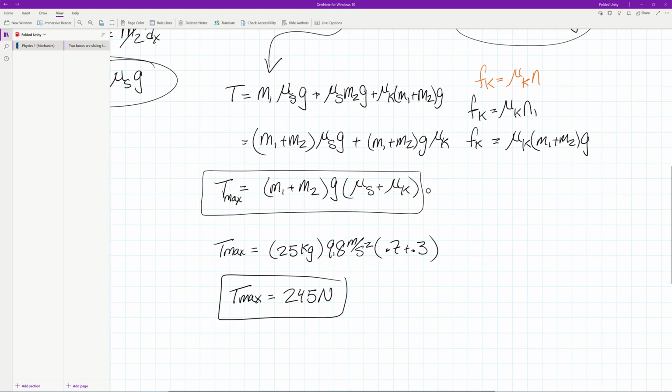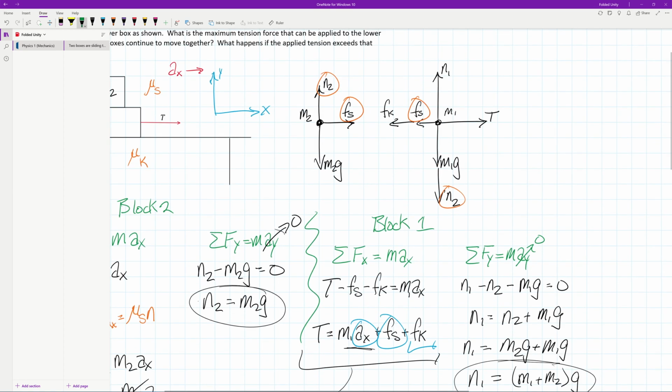Let's also talk about those extreme situations. What happens when the kinetic friction coefficient goes to 0? Well, this is like making the table frictionless. And one thing you could do for extra practice on your own, it would be a good exercise, is rework this problem, but say that there's no friction between the table and the lower box. It would make the problem easier.